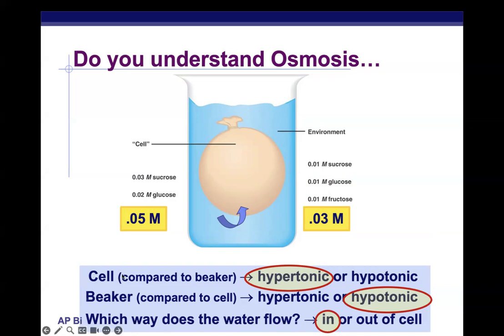So hopefully we know that the cell, compared to its environment, the solution is hypertonic. And the beaker compared to the cell is hypotonic, so water would flow into the cell from the environment, the hypotonic solution to the hypertonic solution, right?